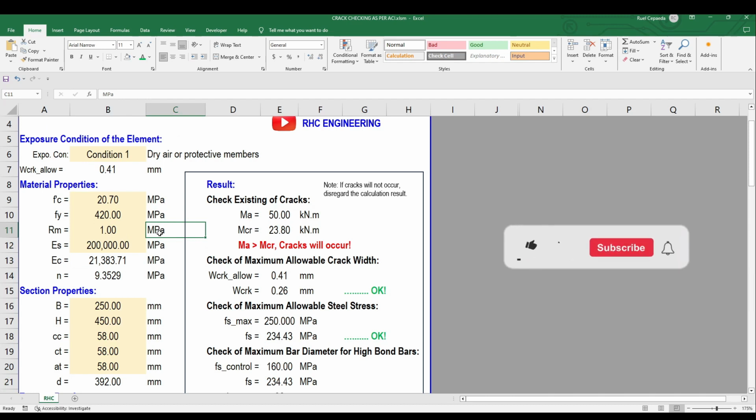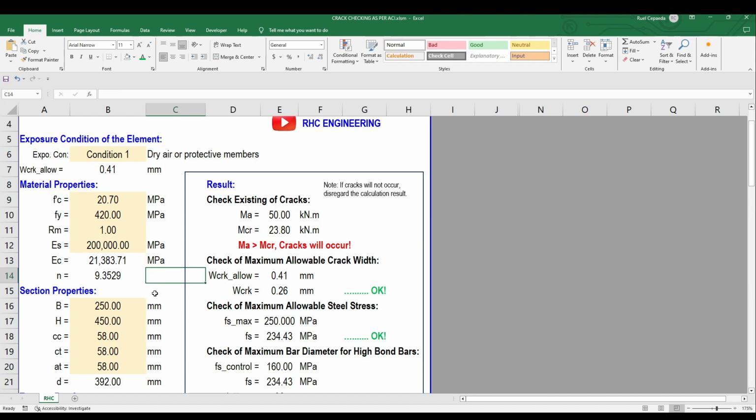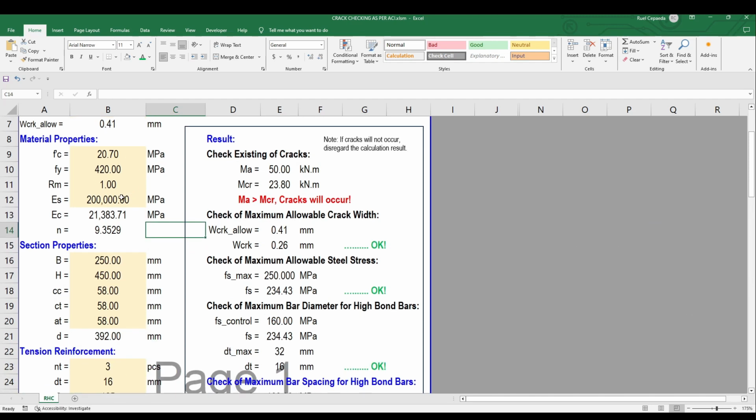So this is the modulus of rupture. Then the modular ratio is the ratio of the modulus of elasticity of steel over the concrete.